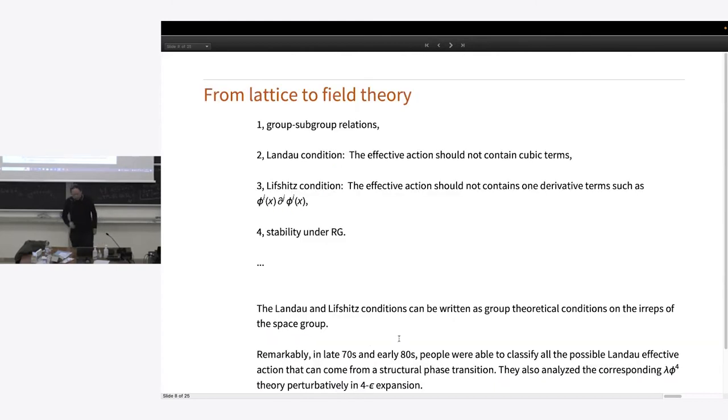There's another one, which is called the Lifshitz condition. It's basically ruling out these kinds of terms with one derivative. These I, J, K are some indices for your space group. So these terms can be allowed by your space group action. Therefore one necessary condition is that this term cannot be triggered, it will be protected and ruled out by symmetry. That's necessary for a second order phase transition. And the fourth one is basically the stability under RG. If you find a fixed point and your fixed point contains more than one relevant operator, you will not see a critical transition. You would hope to find it at a tricritical point instead.